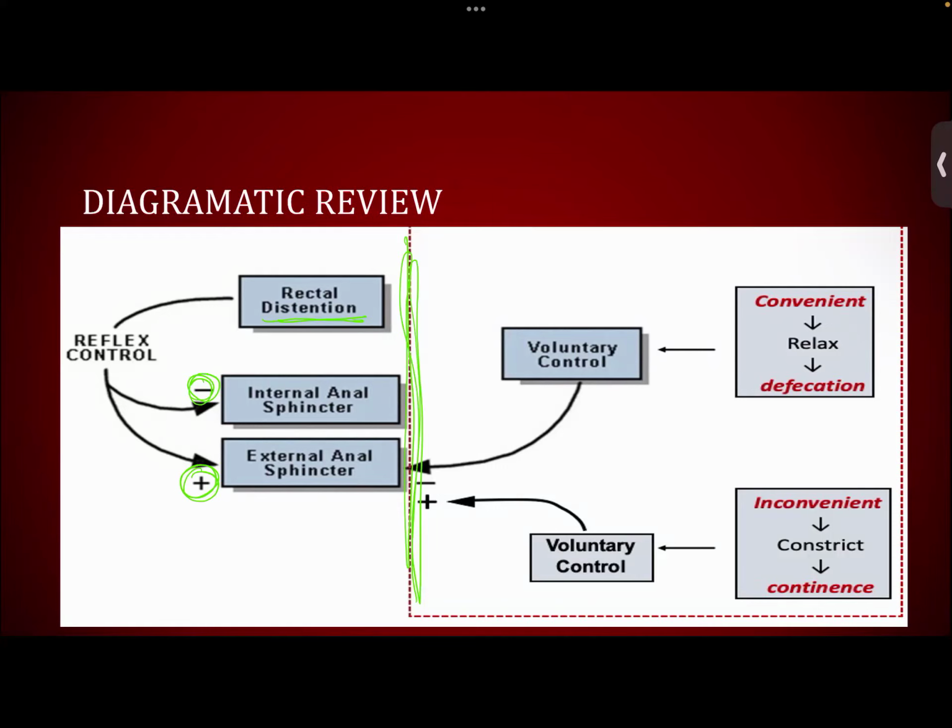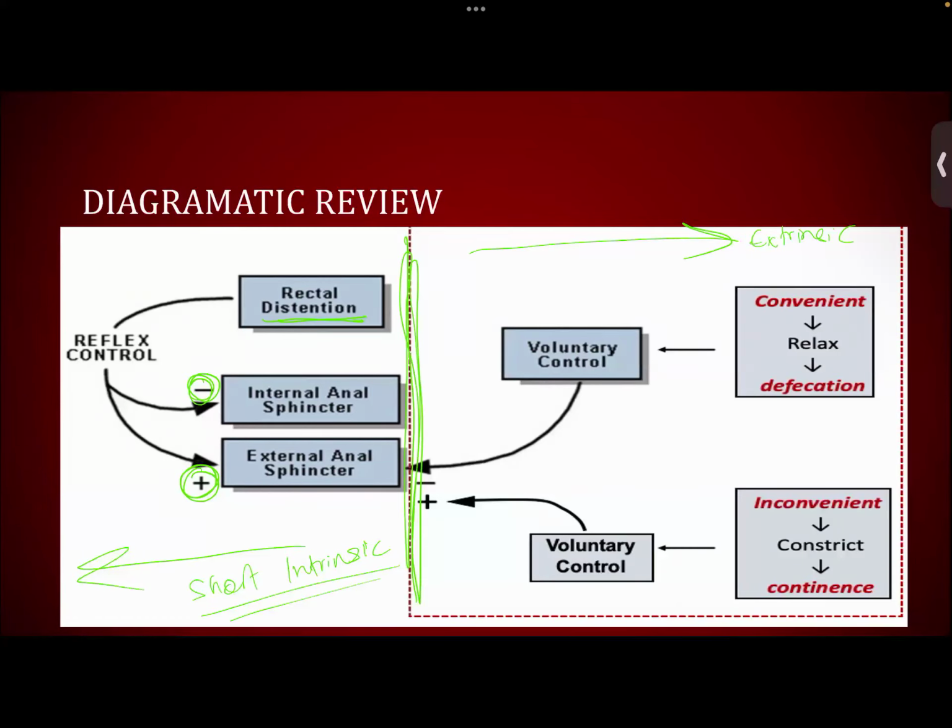All right. Now we have this part. So this is one part. This is the short pathway, also known as the intrinsic pathway. And then this pathway over here is the extrinsic or long pathway.